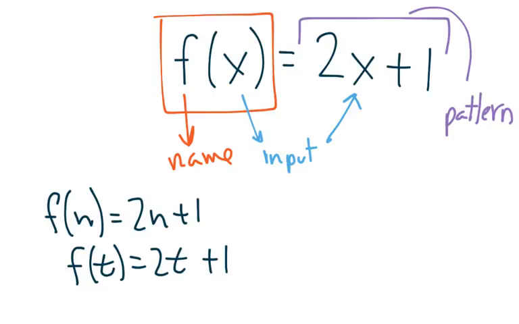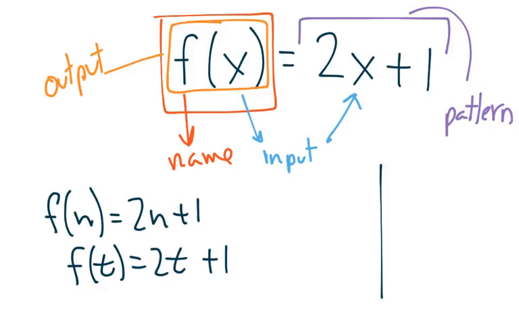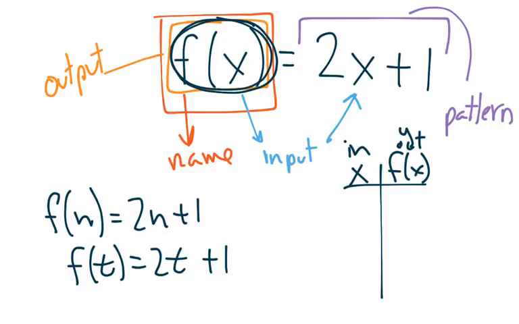And f of x altogether represents our output. So if I'm making a table, it's like I have x and f of x. F of x is kind of in the place of the y. My input and my output. So when we're solving or evaluating, we don't deal with that at all. It's just another way to write it and just using that information.